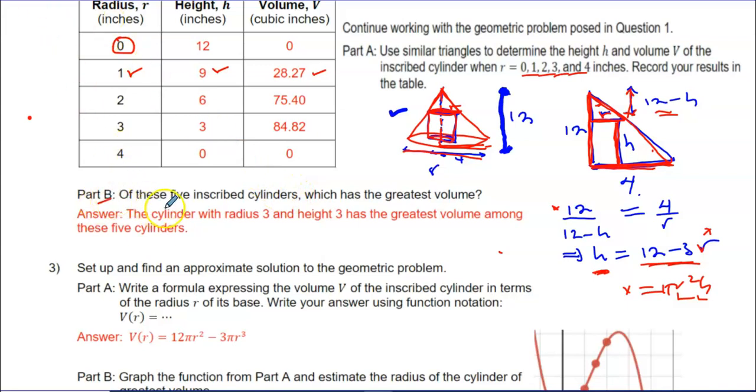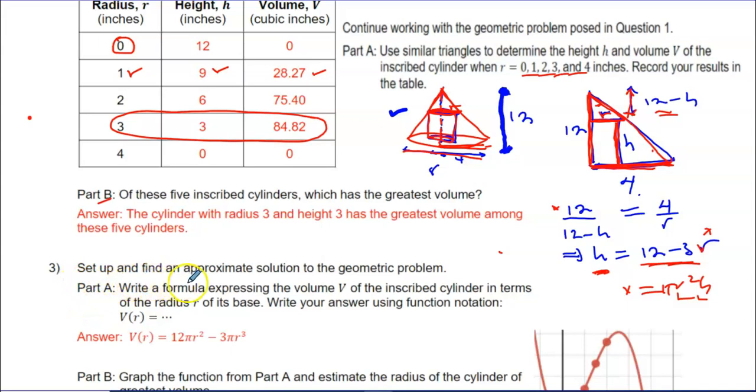Part B, of these 5 inscribed cylinders, which has the greatest volume? Now, as you can see, the greatest volume occurs here at r equals 3. So that is the greatest volume.